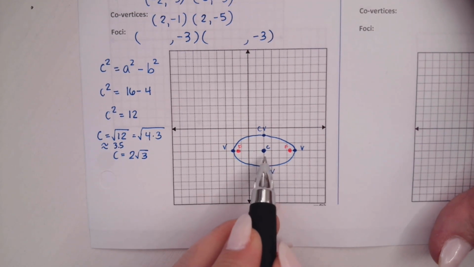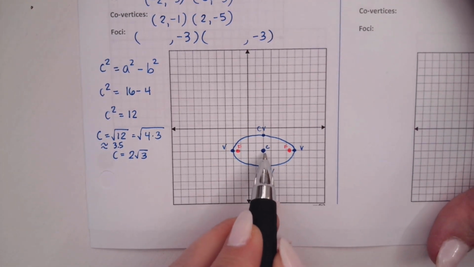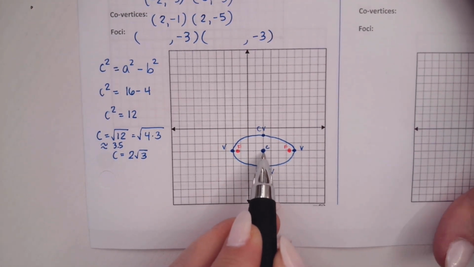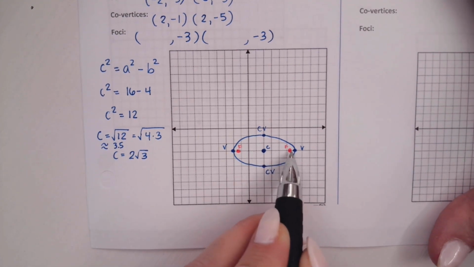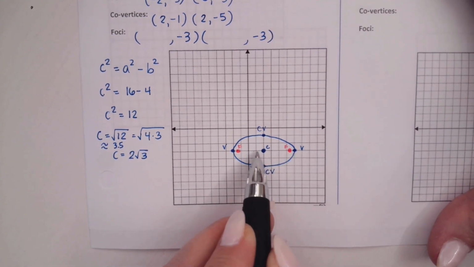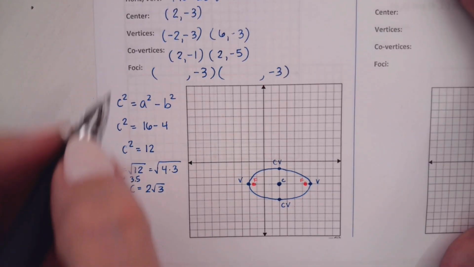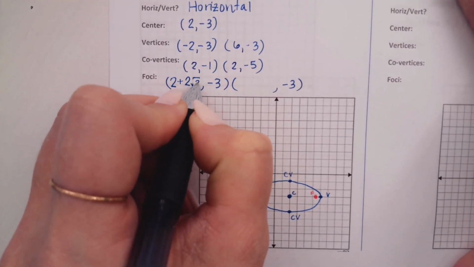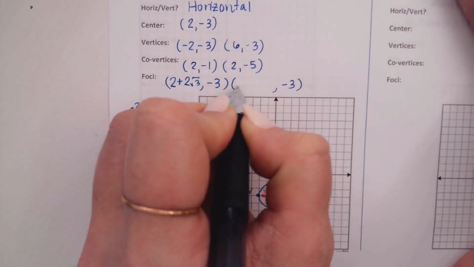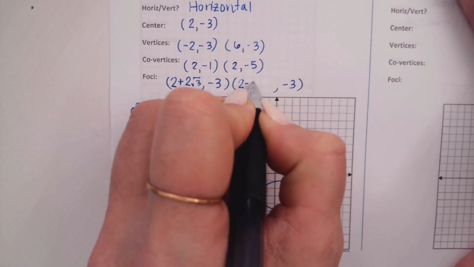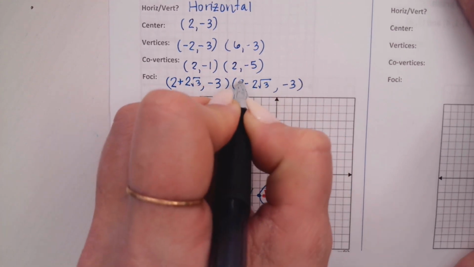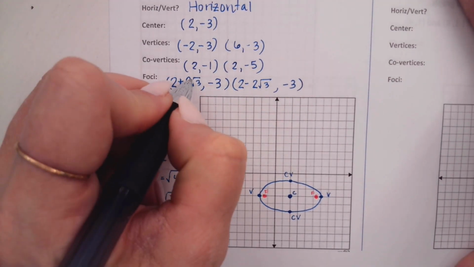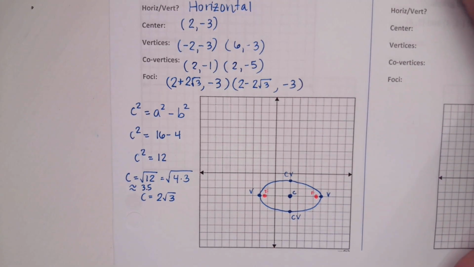So we were at the center. What is the x value of this center? 2. So we were at 2, and we went to the right 2 root 3, and we went to the left 2 root 3. So we were at 2, and we added 2 root 3. And then for the next one, we are at 2, and we subtracted 2 root 3. Those are its exact foci numbers.